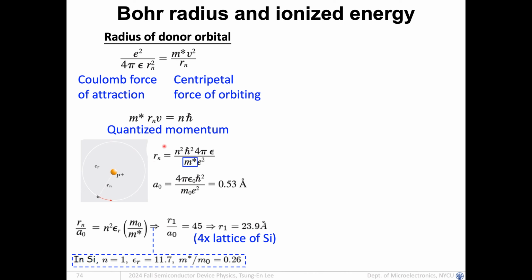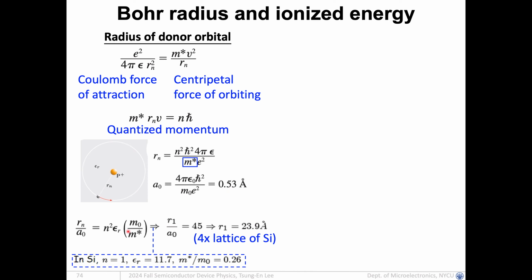Therefore, the radius of the donor orbitals can be shown here. Since it is a complicated formula, we just need to understand it and express it in a simplified way by comparing it to the Bohr radius, which is shown here, and the number we know is around 0.53 angstrom.